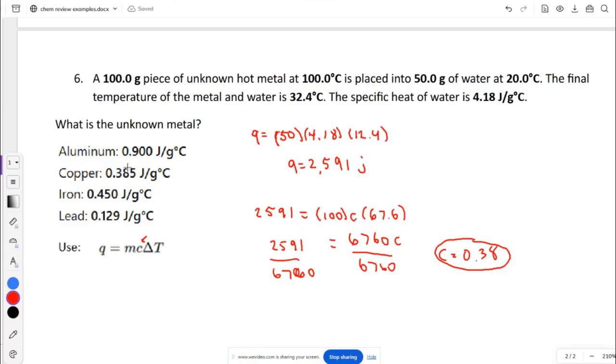And I will compare that number. 0.9, not very close. Oh, copper, 0.38. Ding, ding, ding, ding, ding. There is our mystery metal because we figured out the specific heat of this metal was 0.38. So there's your metal because it has the same specific heat. Iron, a little too much. Lead, not enough. All right, so there you go.